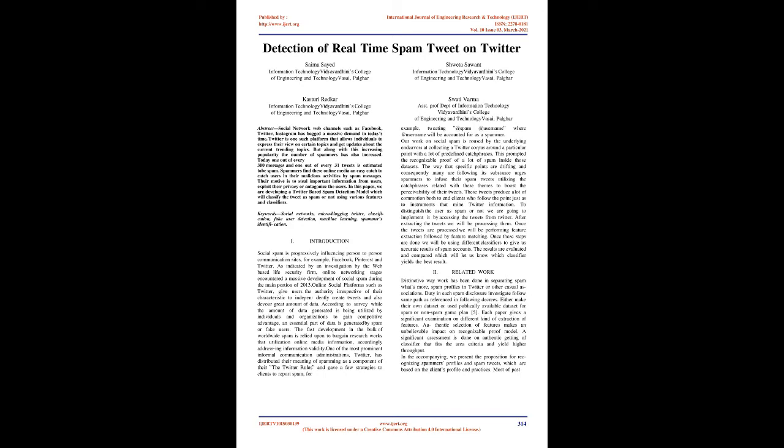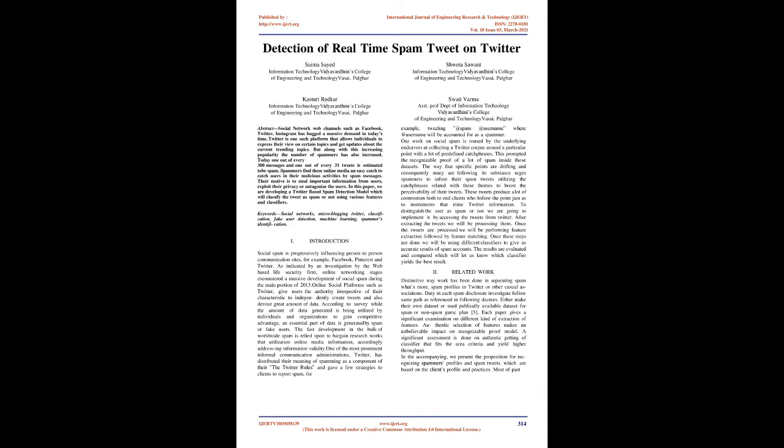Introduction. Social spam is progressively influencing person-to-person communication sites, for example, Facebook, Pinterest and Twitter. As indicated by an investigation by the web-based life security firm, online networking stages encountered a massive development of social spam during the main portion of 2013. Online social platforms such as Twitter give users the authority, irrespective of their characteristic, to independently create tweets and also devour great amount of data.